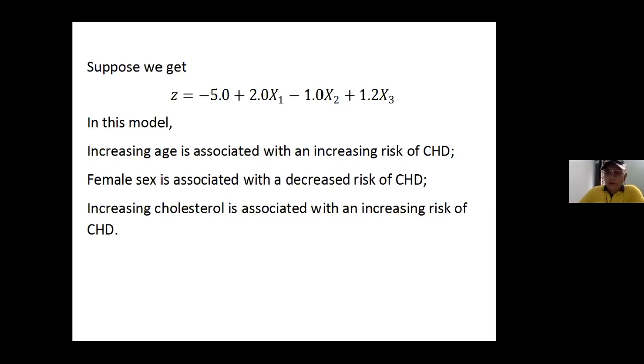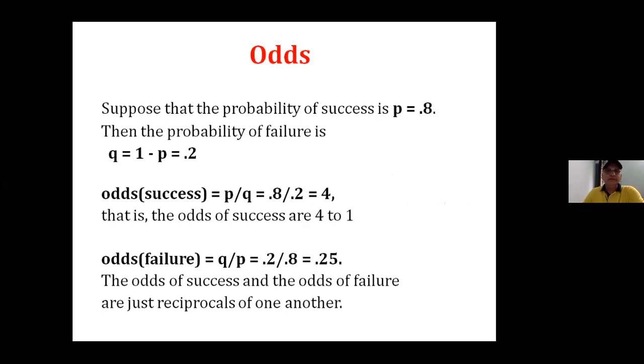So this is called logistic regression. So here is odds ratio. Odds ratio is very important in logistic regression. First of all, for example, suppose that the probability of success is 0.8. Then the probability of failure will be 0.2. So the odds of success will be 0.8 divided by 0.2, so it is 4. Look at the odds of failure. Odds of failure will be opposite: 0.2 divided by 0.8.